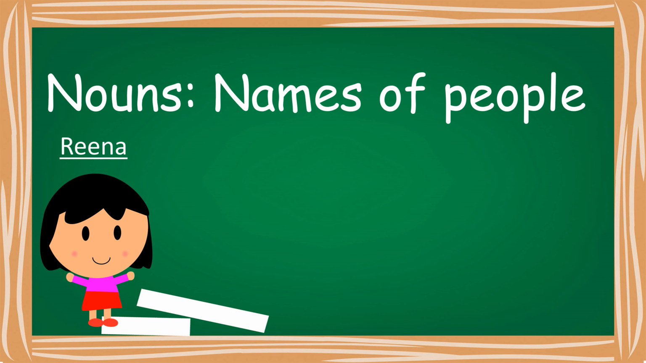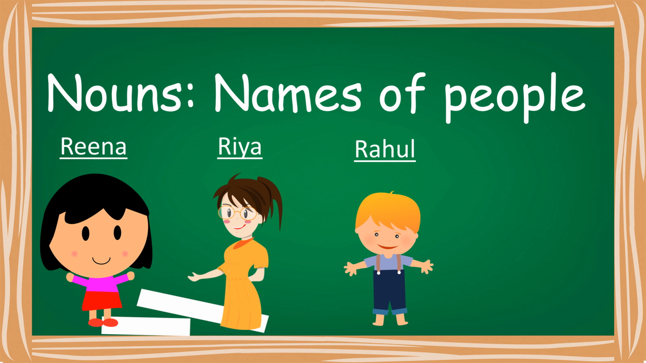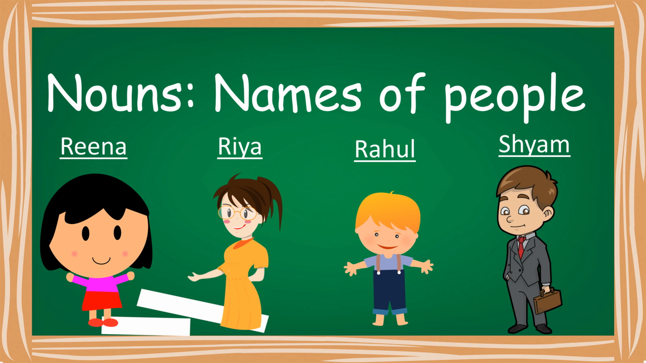This is Reena. Reena is a name of the girl. So, Reena is a noun. Ria. Ria is a noun. It is a name of the lady. Rahul. This is a boy named Rahul. So, the name Rahul is a noun. Shyam. Shyam is the name of the man. So, Shyam is a noun.